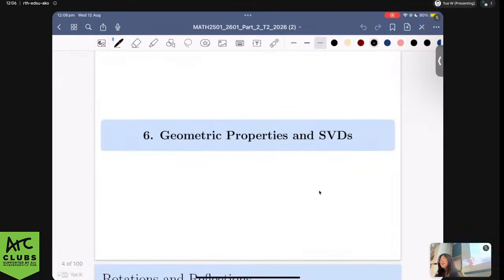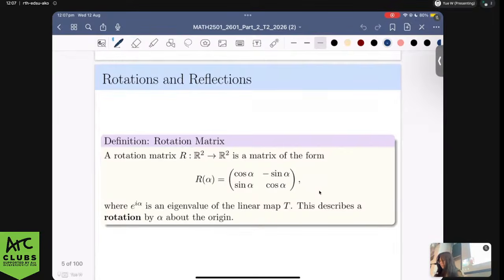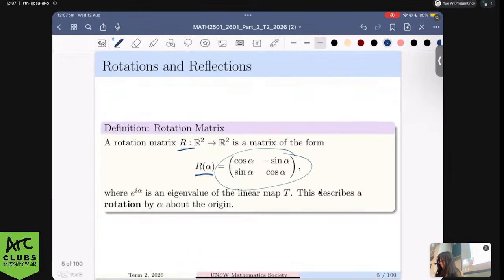Starting off with geometric properties and SVDs, we have our first definition, which is a rotation matrix. We define a rotation matrix R, denoted R of alpha, to be this matrix here. And here, we can say that e to the i alpha is an eigenvalue of the linear map T. This describes a rotation by alpha about the origin.